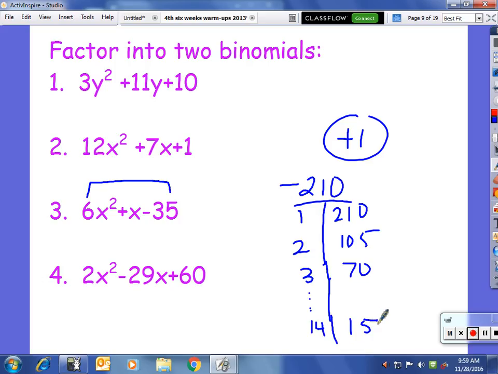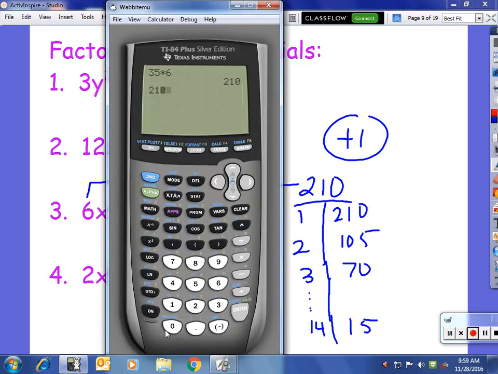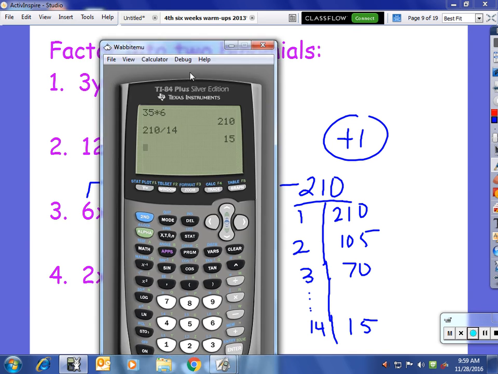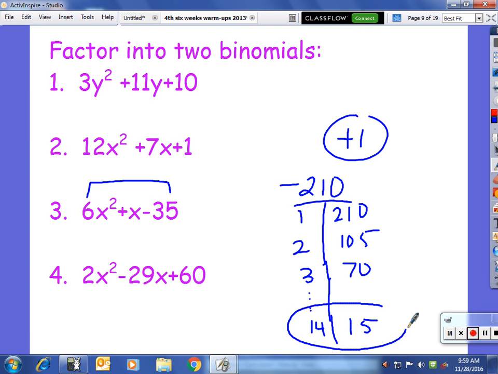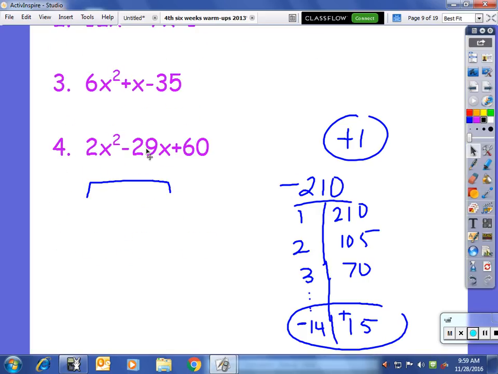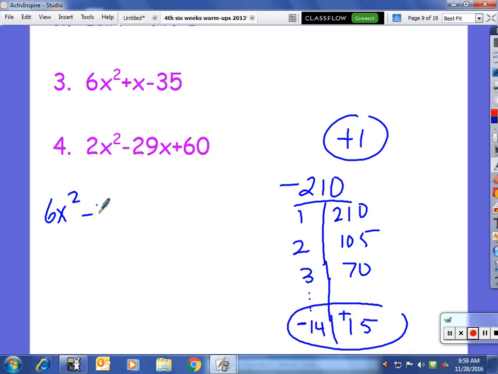And that's why I'm letting you use a calculator, because you probably wouldn't know that necessarily. But 210 divided by 14 is 15. So that's the winning pair. Now I need them to add up to a positive 1. So which one would have to be? Alright, this would be minus and this would be plus. Okay, so then I'm going to rewrite that problem as 6x squared. If you've got one negative and one positive, I would usually write the negative one first.